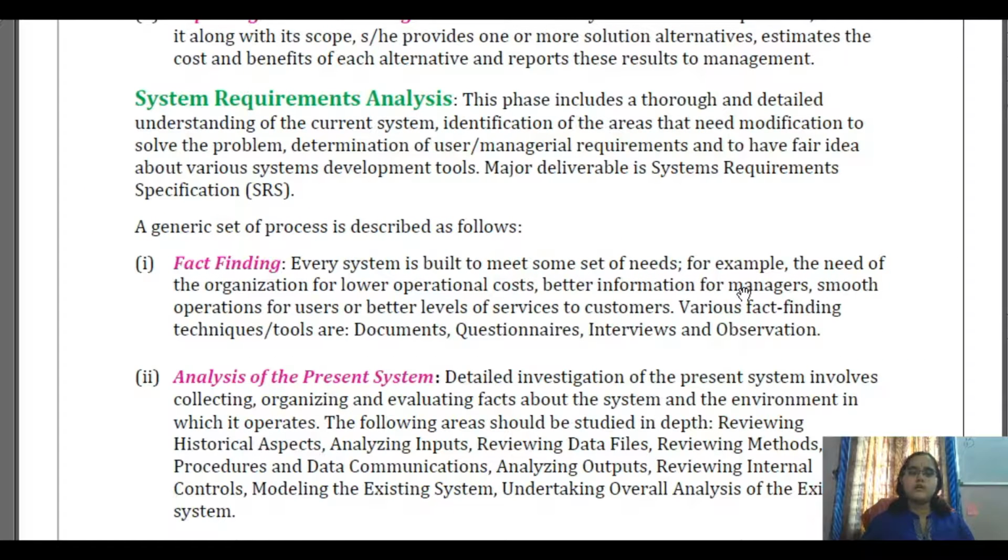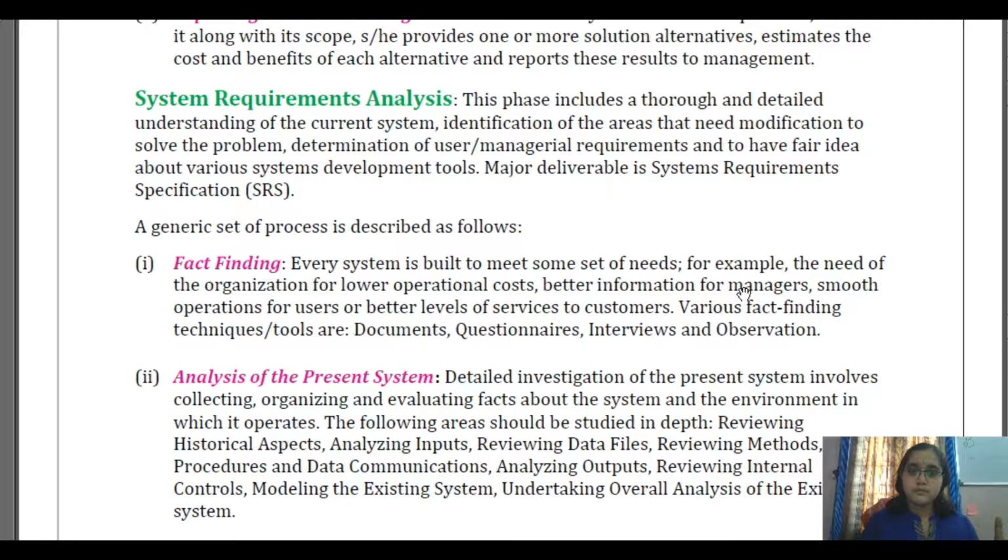So friends, what is this system requirement analysis all about? In the stages of the system development life cycle, system requirement analysis is stage 2. In system requirement analysis, there will be a detailed and thorough understanding of the current system, identifying the areas that need to be modified, and then designing the solution accordingly.